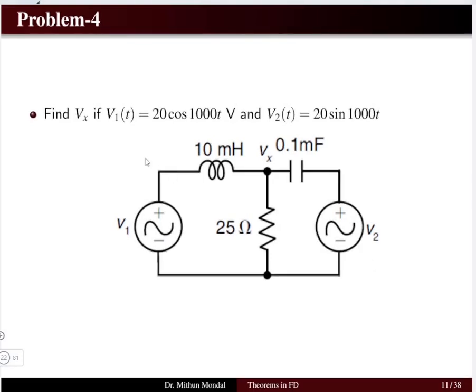So next problem, here we have to find the potential Vx. So Vx is the node voltage. Now the sources V1 and V2 are given to us.